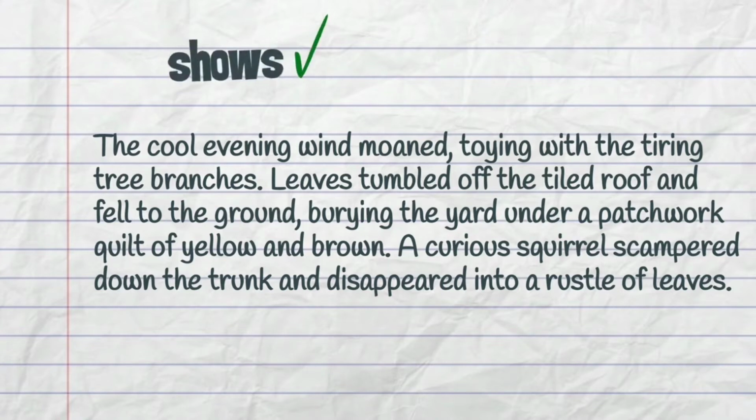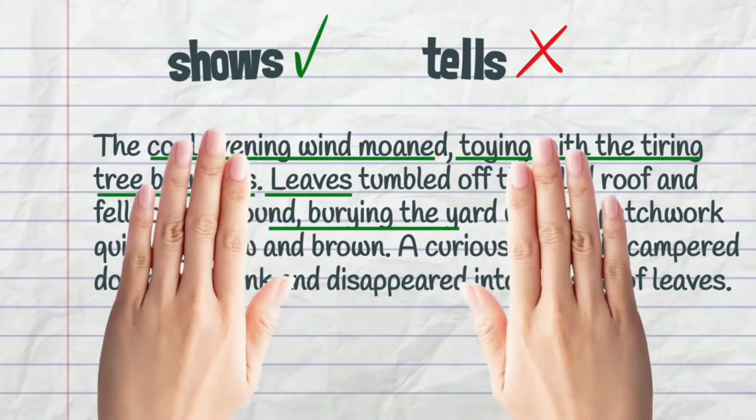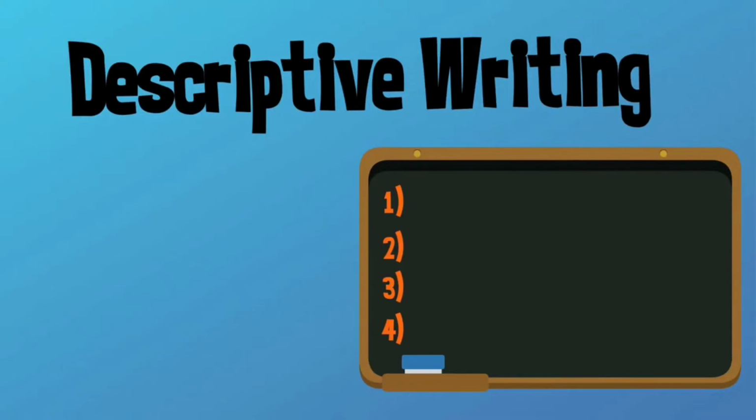Notice that this text shows more than it tells. It shows the reader it's windy. It shows the reader the season. Let's break down 4 components that make for effective descriptive writing.